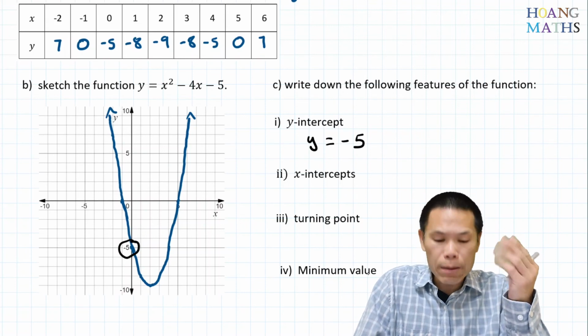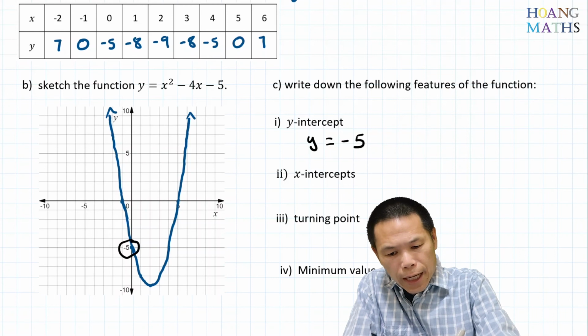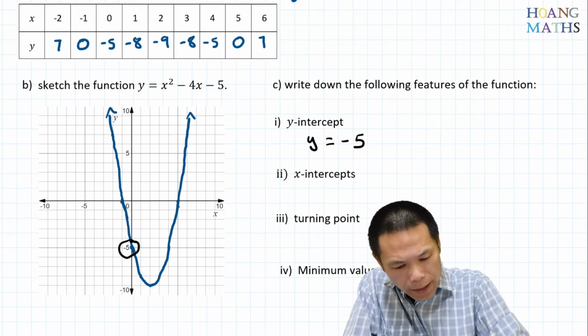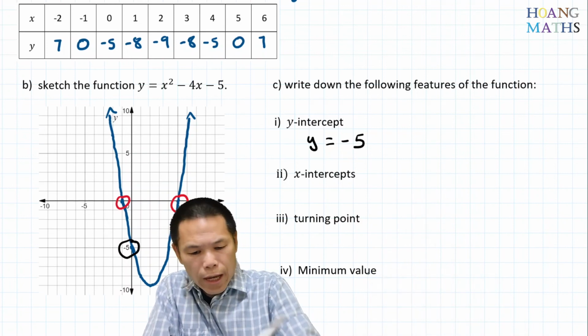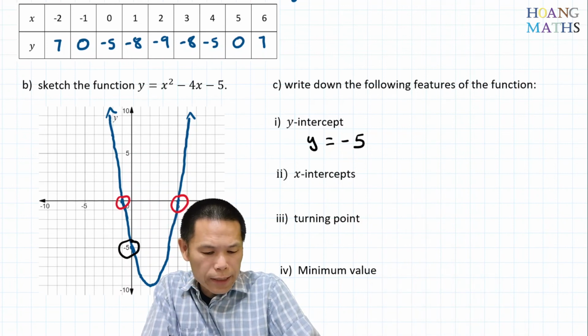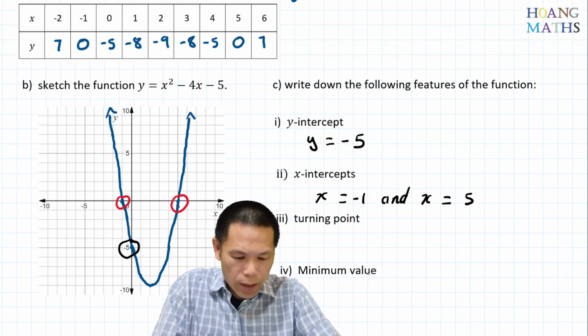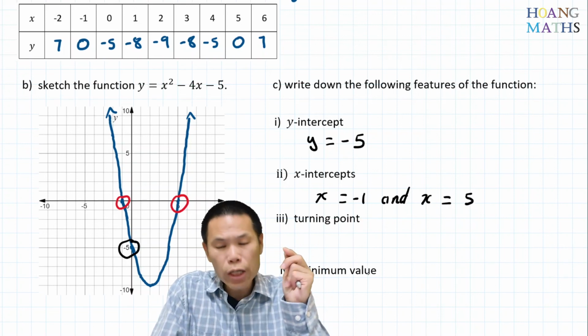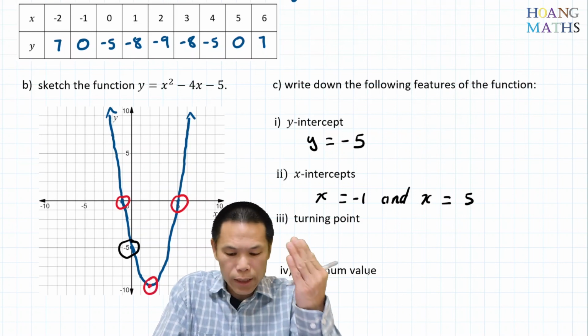And x-intercept is when it cuts the x-axis. So in this case, it cuts the x-axis at 5 and negative 1. So now we just say x-intercept is at x is equal to negative 1 and x is equal to 5. Now the turning point. So the turning point is the point where the graph starts turning. So it's in here, okay? So this is the turning point.